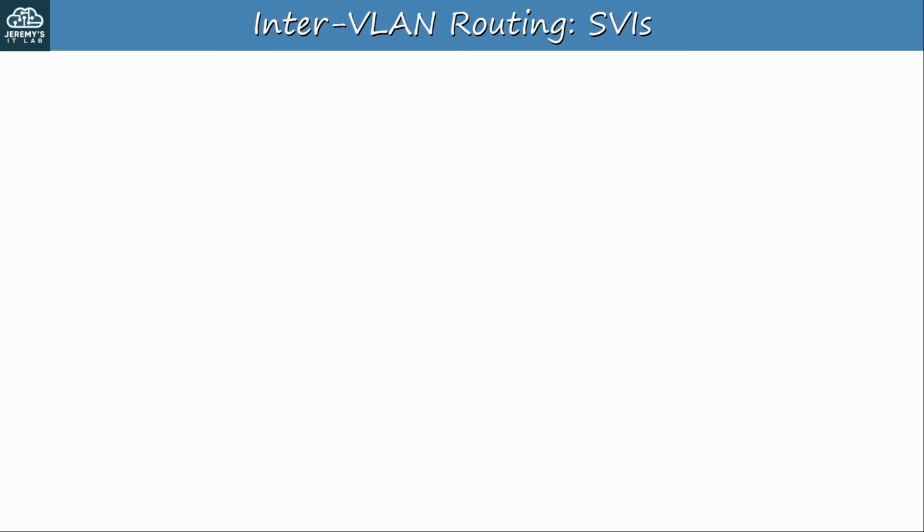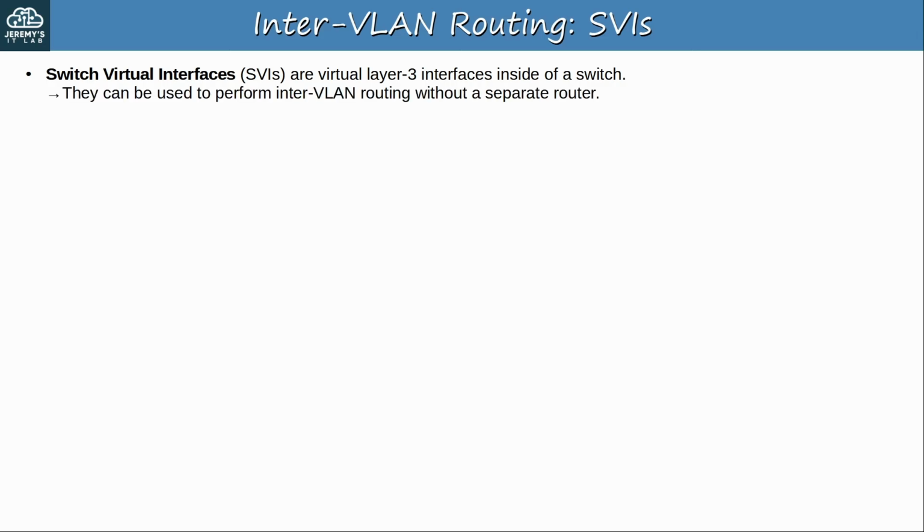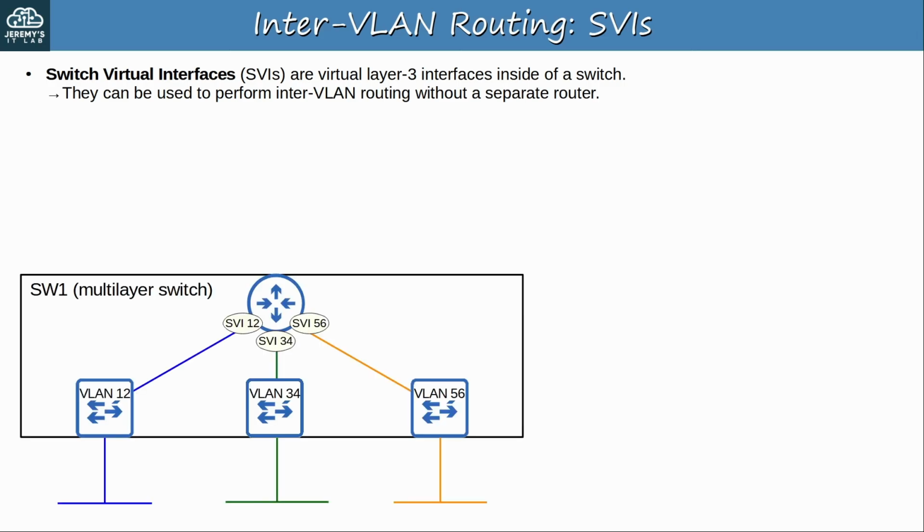Finally, let's look at inter-VLAN routing with SVIs. Switch virtual interfaces are virtual layer 3 interfaces inside of a switch. They can be used to perform inter-VLAN routing without a separate router. Multi-layer switches have their own router within the switch. It's like this.